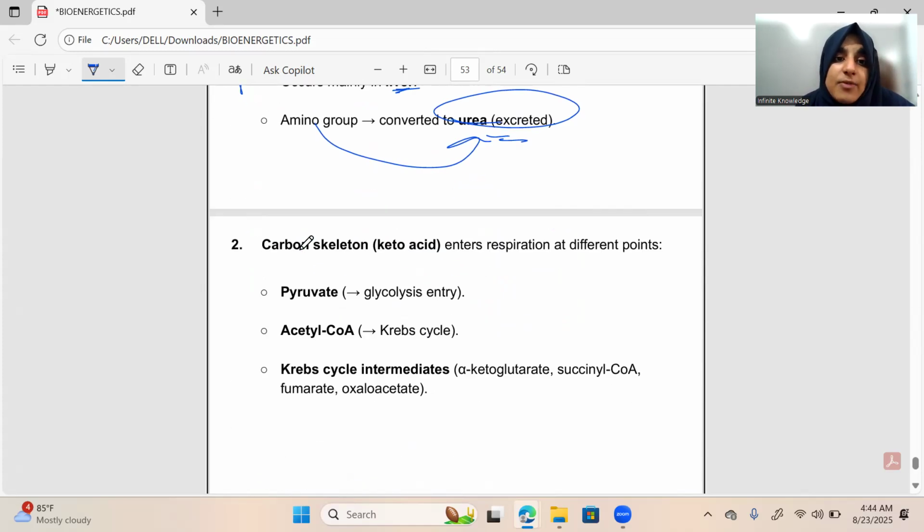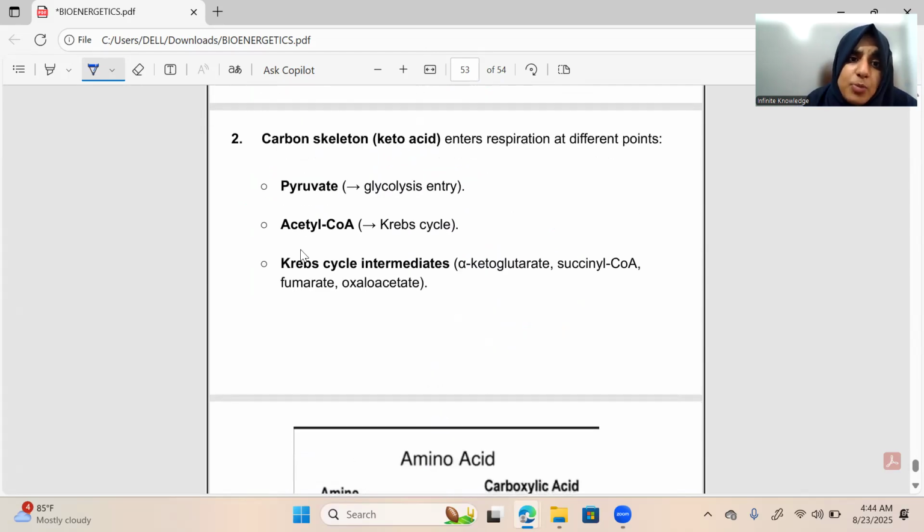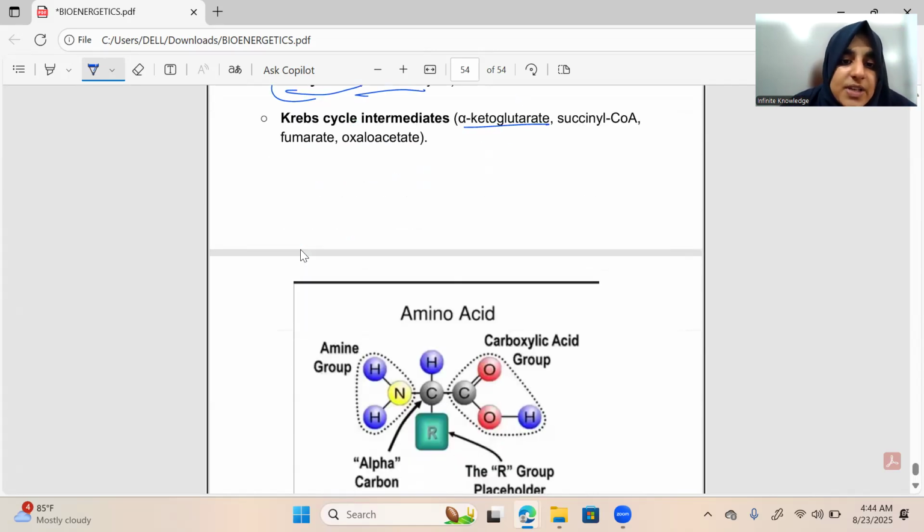Okay. Next, we have the carbon skeleton, that is the keto acid. It enters respiration at different points, right? If it forms pyruvate, then it enters glycolysis. If it forms acetyl CoA, then it enters the Krebs cycle. And if it is an intermediate of the Krebs cycle, it joins in between and completes the Krebs cycle. So whatever product the keto acid forms, for example pyruvate, it starts from the end of glycolysis. If it forms acetyl CoA, it starts from the whole Krebs cycle. If it is at any point in the middle of the Krebs cycle, it starts directly from there. So there is no fixed rule for this.